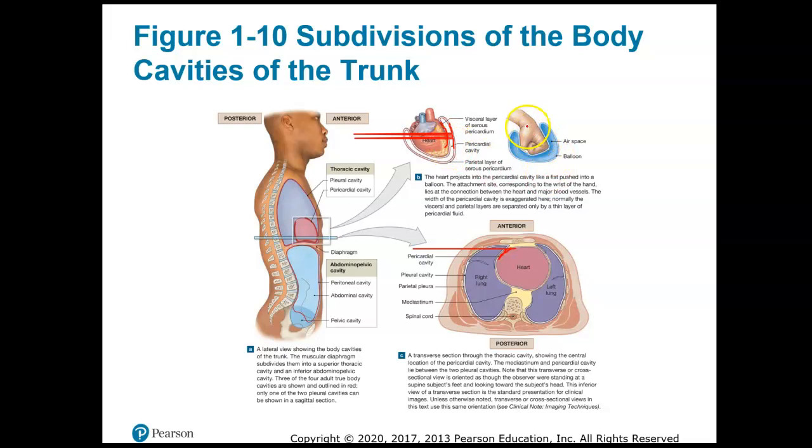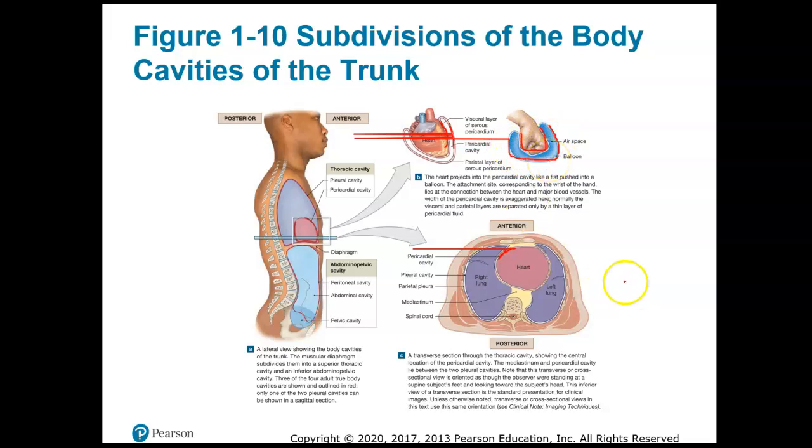Notice this illustration of the fist punching into a balloon. So there's part of the balloon that's going to touch the fist. That would be the visceral layer of the serous membrane, no matter which one we're talking about. Then the part that's outside that doesn't actually contact the fist, we call that the parietal layer. And then in this airspace would be the serous fluid.